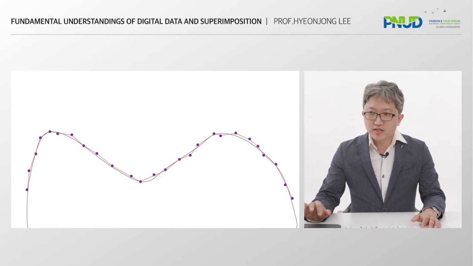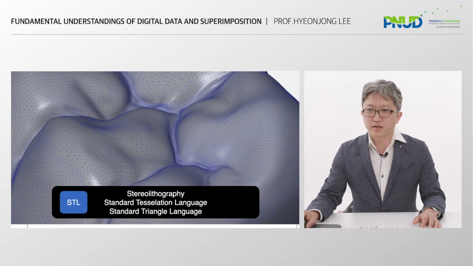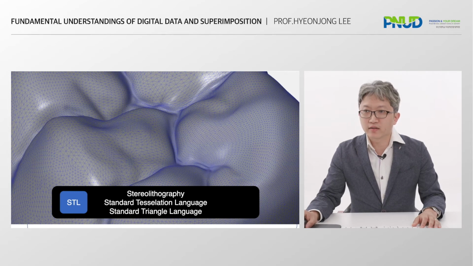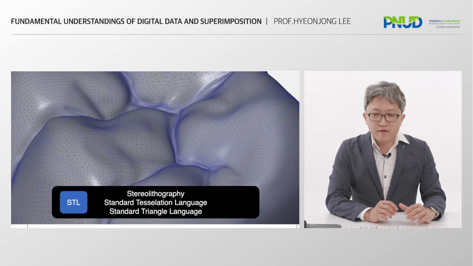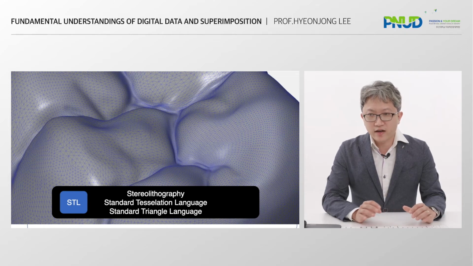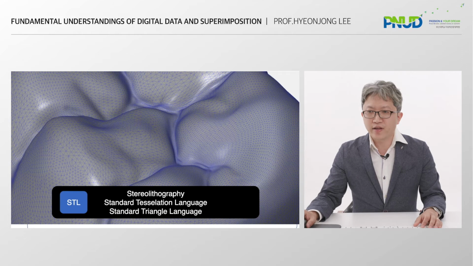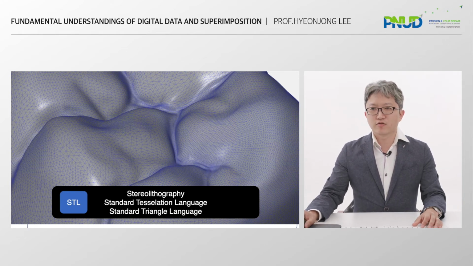So actually this is the real nature of 3D surface. This is the lower first molar, and you can see there are so many small triangles here and there. So this is the STL file, STL format, and basically STL format doesn't have color information, but another format like PLY or other formats can have color information together. So stereolithography or standard tessellation language, or we can call it standard triangle language.